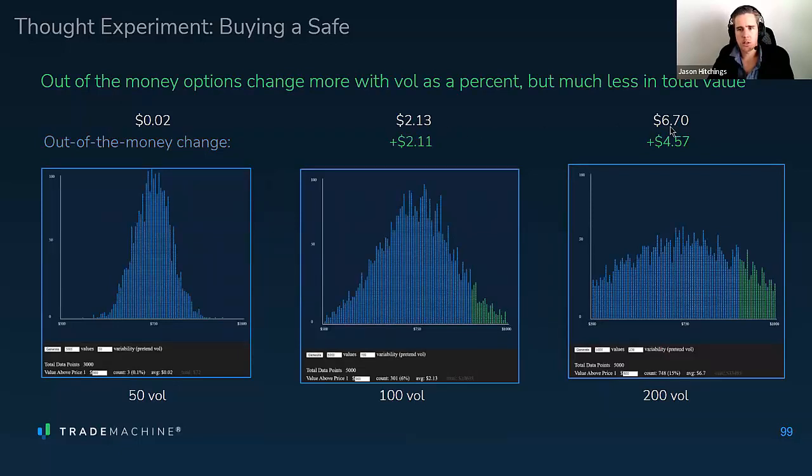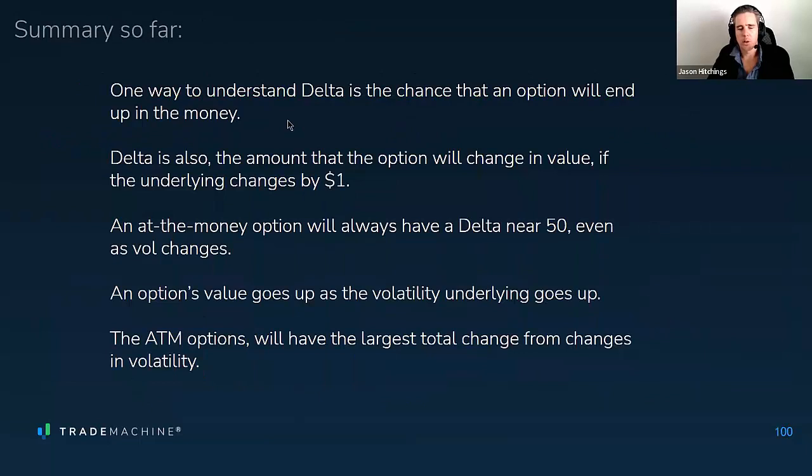So these guys move a ton as a percent change, but the at the money options are the ones that carry the most total time value, the most total premium. So let's just quickly recap on this stuff. We learned that one way to understand delta is the chance that an option will end up in the money. Another way to think about it is that every time the stock goes up by $1, the delta will tell you how much the value of your option goes up or down.